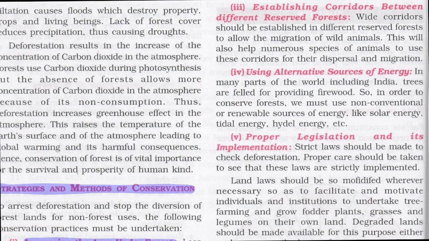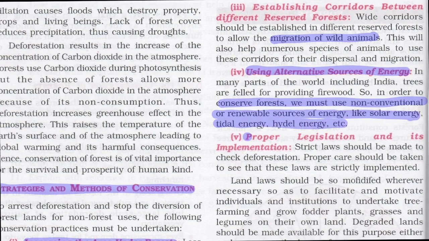Establishing corridors between different reserved forests: wide corridors should be established between different reserved forests to allow the migration of wild animals. Using alternative sources of energy: in many parts of the world, trees are being felled and used as firewood. So in order to conserve forest, we must use non-conventional or renewable sources of energy like solar energy, tidal energy, hydel energy, etc.